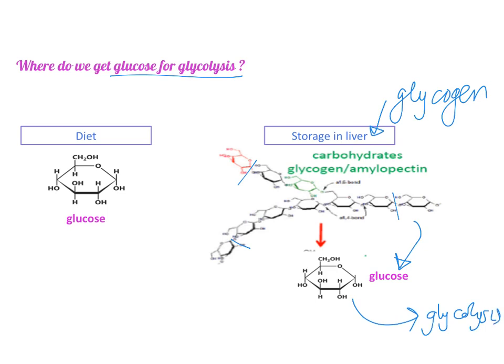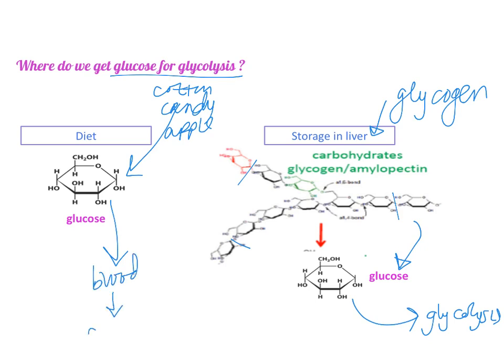Or you can just eat it. You can just, I don't know, have some cotton candy or something that has an apple. So you'll have the sugar being in your stomach, and then it'll move from your stomach into your bloodstream, and then it will go into a cell that needs it for glycolysis or to start glycolysis.